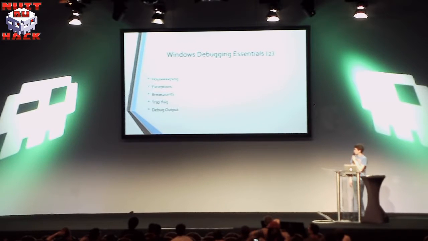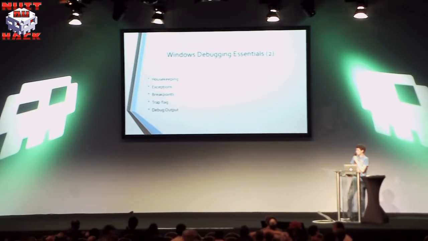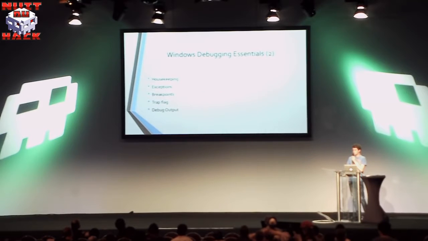Then there's the trap flag, which you can set, and this will generate an exception on the next instruction executed. You can repeat this process. It's also called tracing. So you can just step through your program and inspect the state. Do whatever you want, basically. And there's debug output, which allows the process you're debugging to communicate with the debugger. You can use it as a programmer to basically have a debug log.